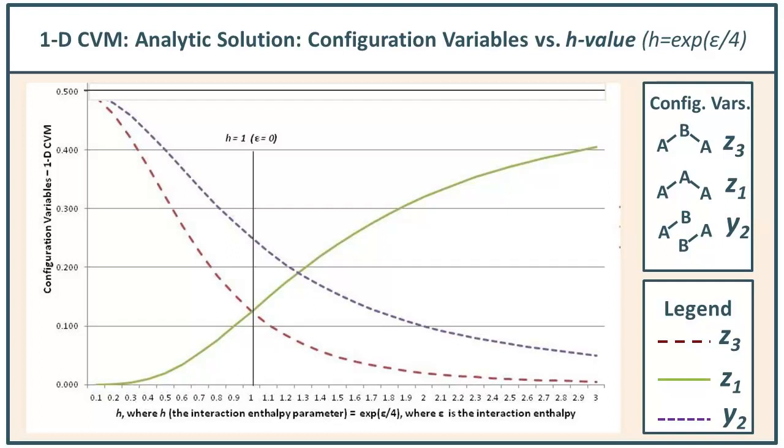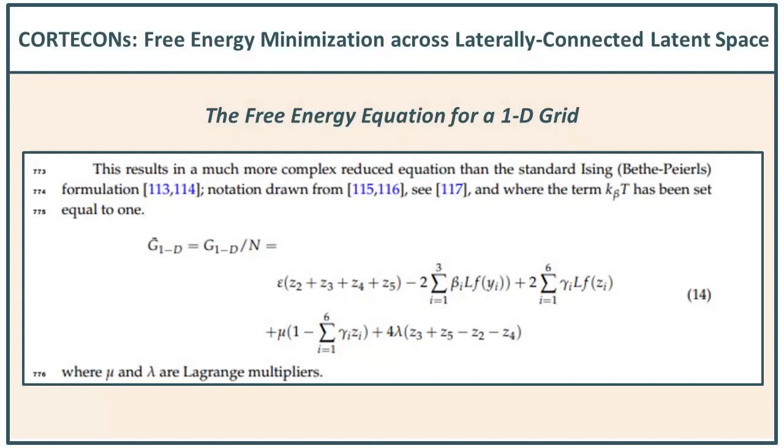Let's identify the Y2 graph in this figure so that we have something tangible for our conversation. It's the one in the short dashed purple line, and it starts at the upper left near about 0.5, drops down to 0.25 when h equals 1, or the interaction enthalpy parameter epsilon 1 is 0, and then it continues to decrease. Let's refer very briefly to our free energy equation.